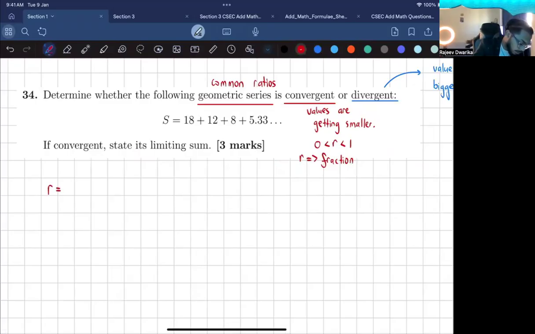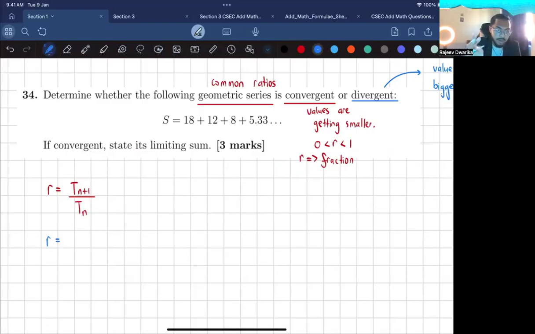Okay, I'll start you off. Tn plus 1 all over... Tn plus 1 is the next term, so what will be the original term? Tn. So put Tn plus 1 over Tn. Correct. So when you find any common ratio, you're going to give me consecutive terms.